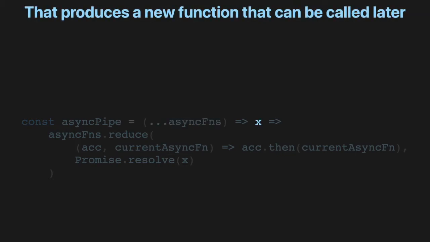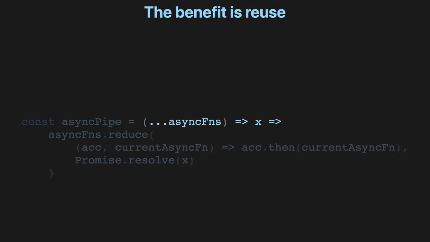And calling that will return a new function that can be called later, right? Take some data, and it's going to reduce the array of asynchronous functions down to a single promise. So the benefit of breaking up the parameters like we've done is reuse. If you notice, async pipe is a function that when called with some async functions as the first set of arguments you pass in, will produce a new function that takes some data. Here we've just called it x.